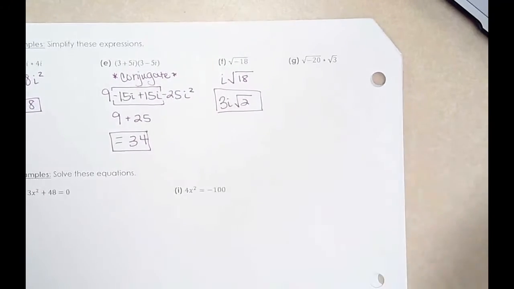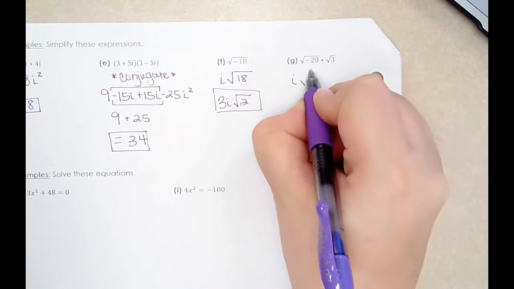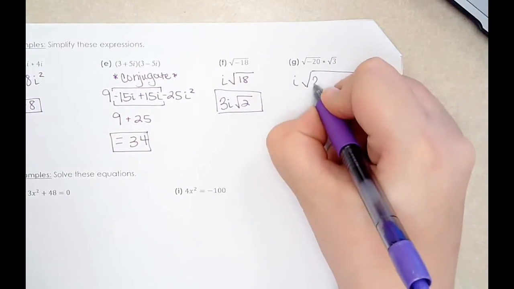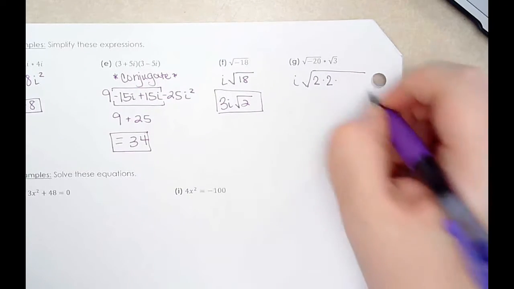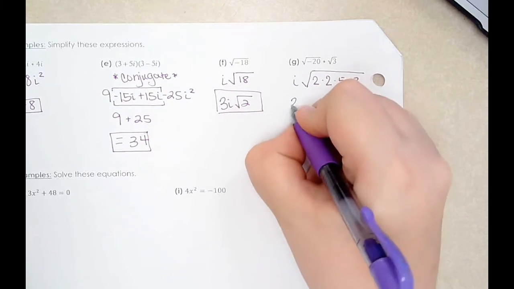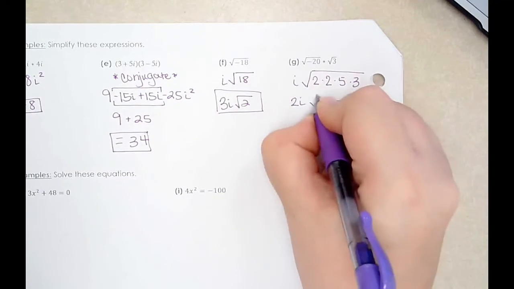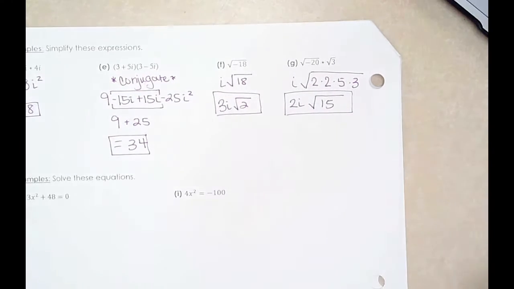Alright, last one, pull the i out. When you have two square roots multiplied by each other, you can multiply their pieces inside. So this is going to be 2 times 2 times 5 times 3. The 2's come out. We multiply everything left over, and our final answer is 2i square root 15.